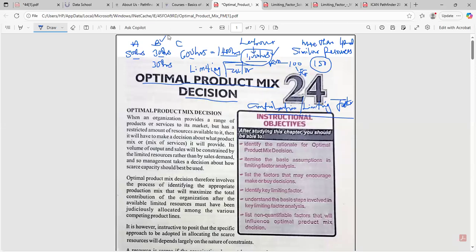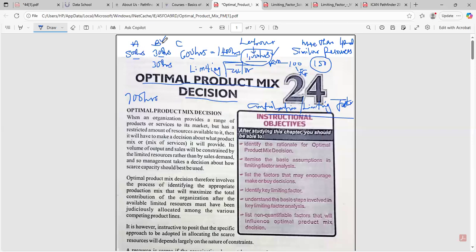Why did I settle product B first? Because product B is more or less like my cash cow. You know, cash cow, CSME student, right? Cash cow. It gives me more money than product A and product C. So I give product B the whole 300 hours. Out of my 1,000 hours, I am left with only 700 hours.